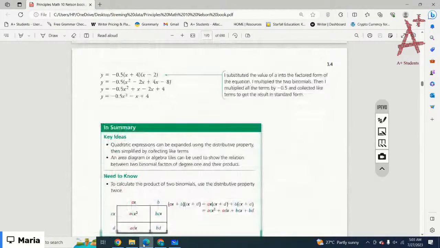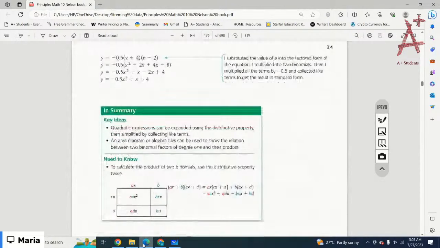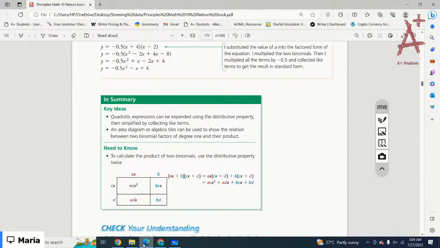Okay, so here is the summary. Quadratic expressions can be expanded using the distributive property, then simplified by collecting the like terms. An area diagram or algebra tiles can be used to show the relation between two binomial factors of degree 1 and their product. So to calculate the product of two binomials, use the distributive property twice. Okay, let's just start with the practice questions.